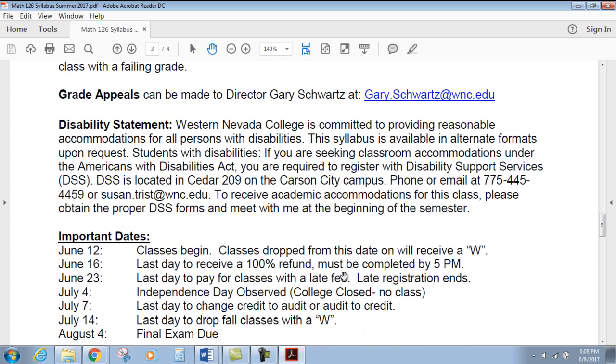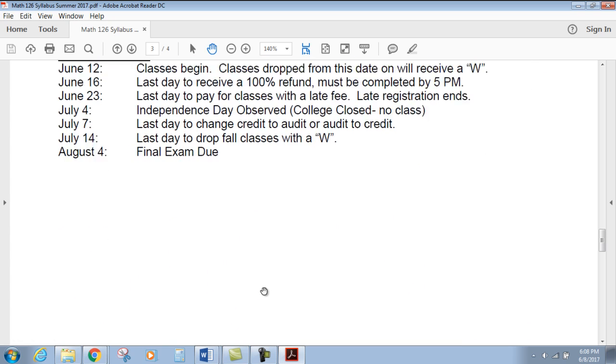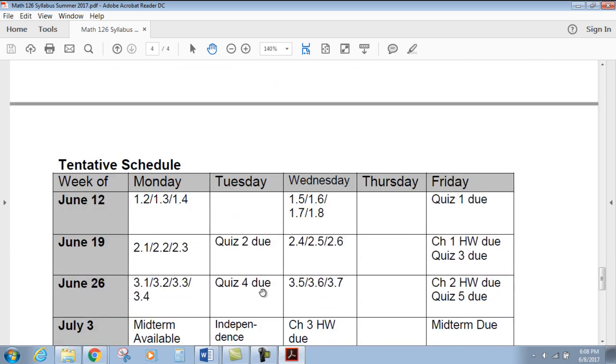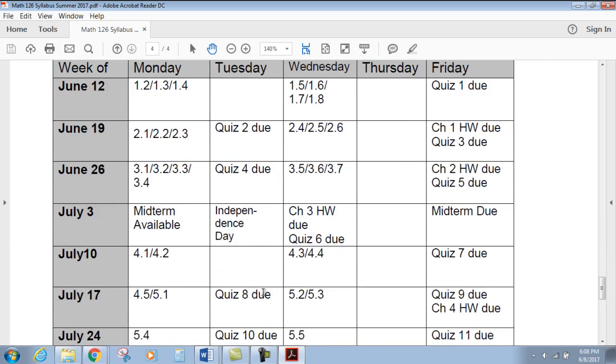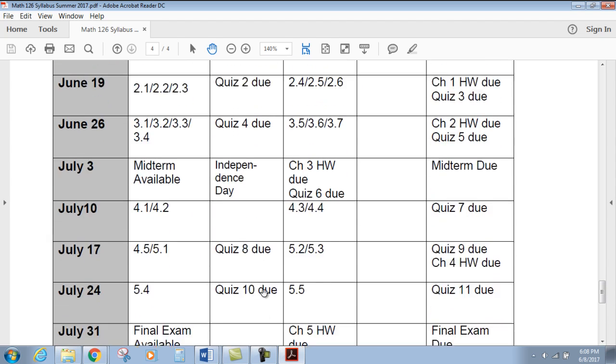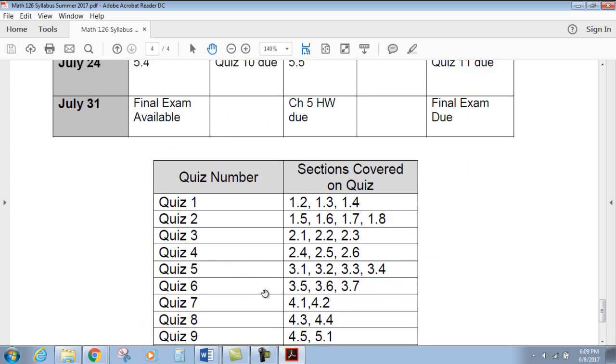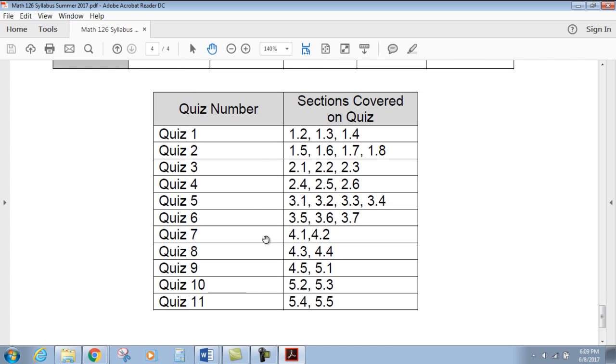There's a list of important dates to consider. And here is a tentative schedule. Okay, there's our schedule. It's a pretty tight course. I mean, we're talking 8 weeks, covering basically 16 weeks of material in 8 weeks. And there is what is covered by the quizzes. So, let me know if you have any questions.